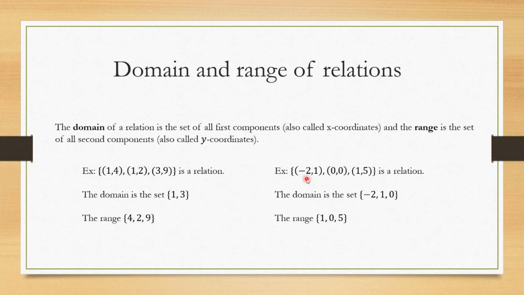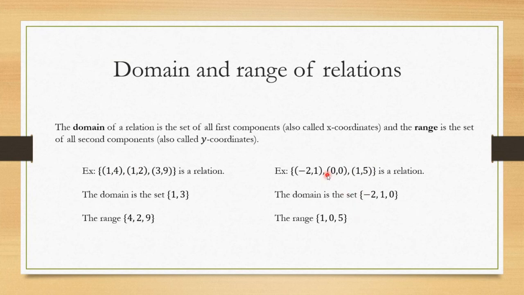Here's the same idea. -2, 0, and 1, okay? That makes up the domain of this relation, whereas the range is just 1, 0, and 5. Excuse me, that's the range of the relation. And here again, we have -2 is related to 1, 0 is related to 0, 1 is related to 5. So we have that kind of relation. All right, good.